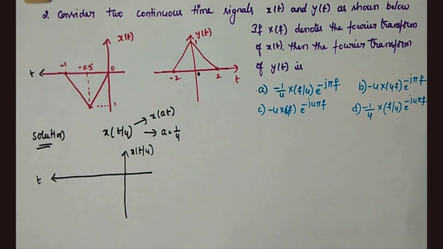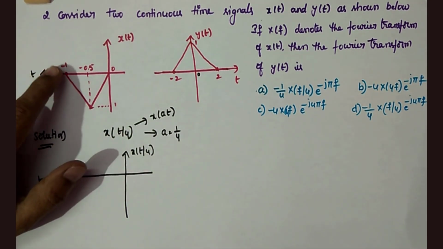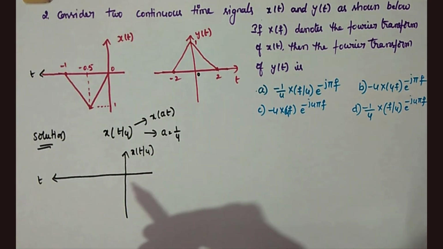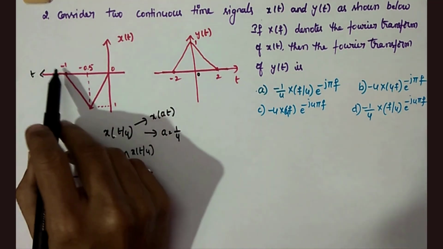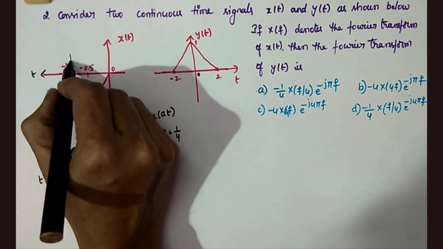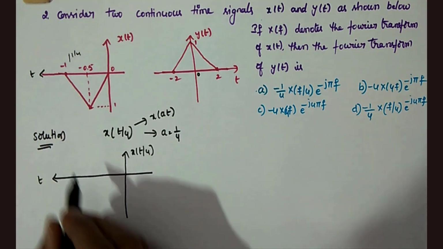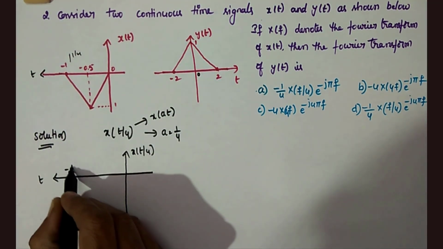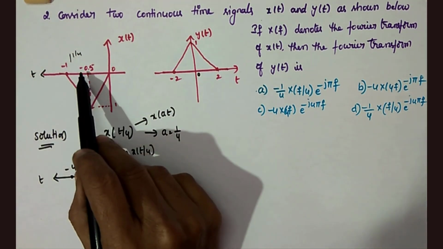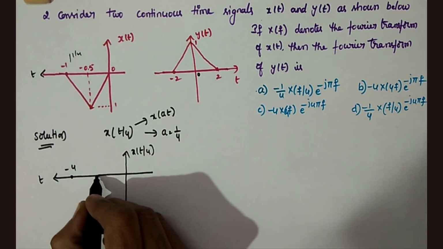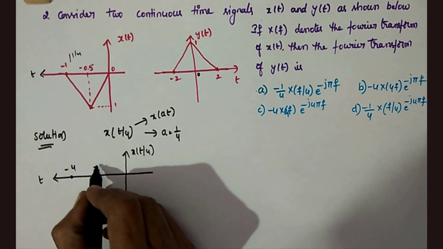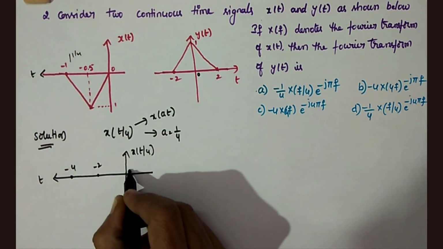See, this becomes minus 1, the actual time point here, and you have to divide it by a, meaning minus 1 by a. What is a here? A is 1 by 4. So minus 1 by 1 by 4 becomes minus 4. Then minus 0.5 by 1 by 4 becomes minus 2, and this becomes 0.